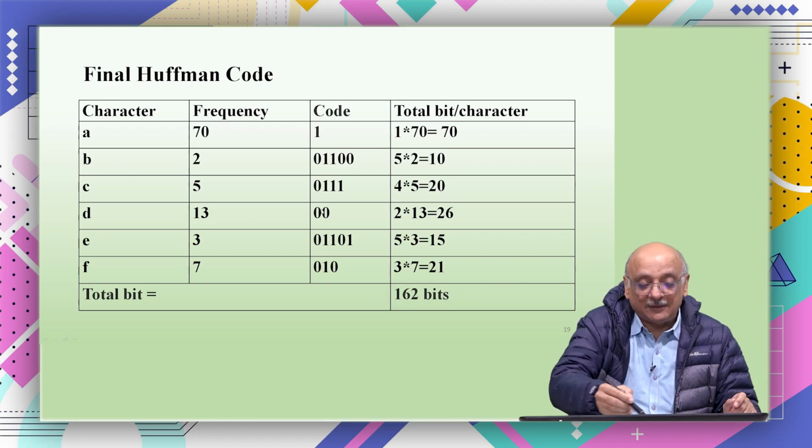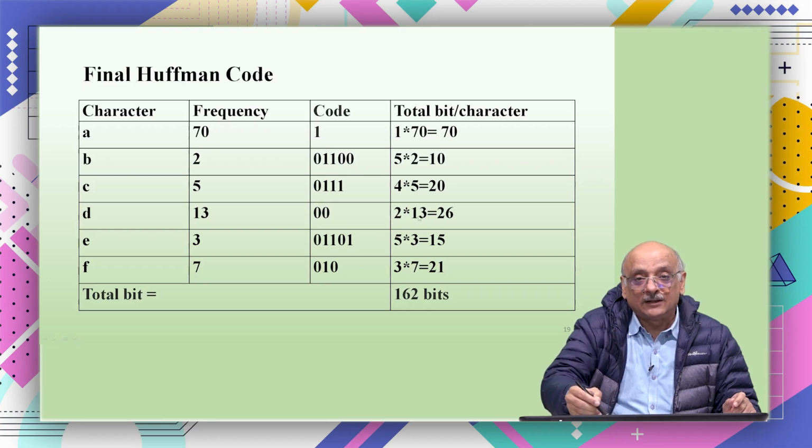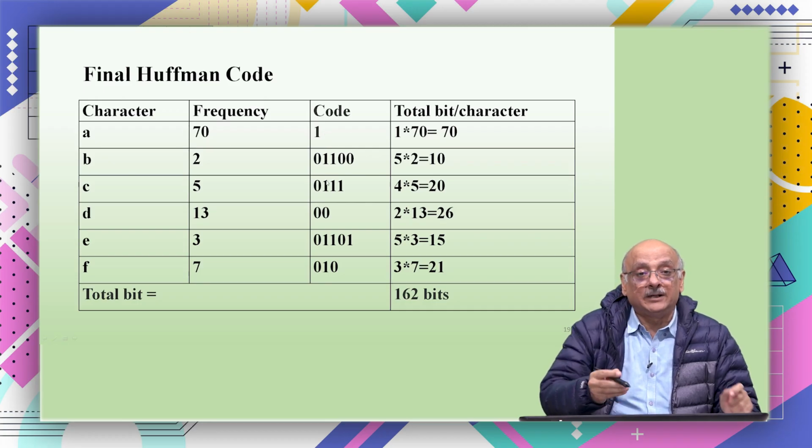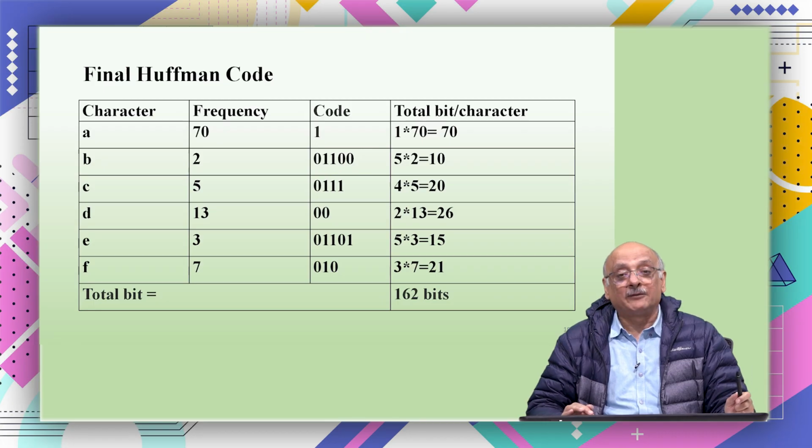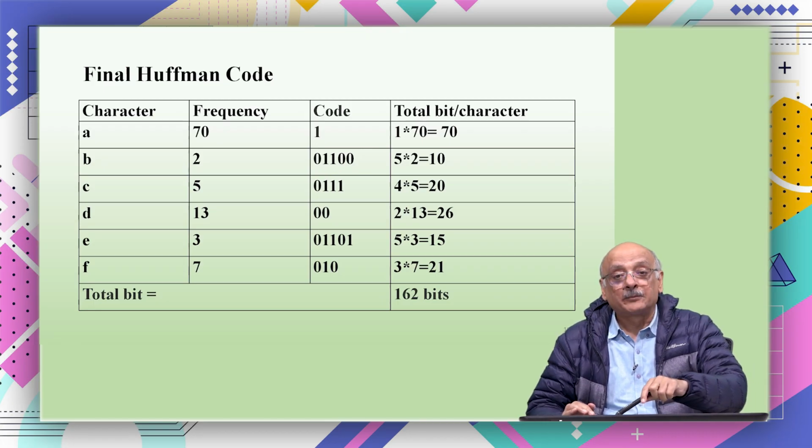What about D? D is better, just 2 bits, we got 26, like that. And overall, what you see, we just got 162 bits. There is still a large amount of saving from the 300 bits which we utilized when we had the fixed length code of 3 bits. So, we have definitely saved here.